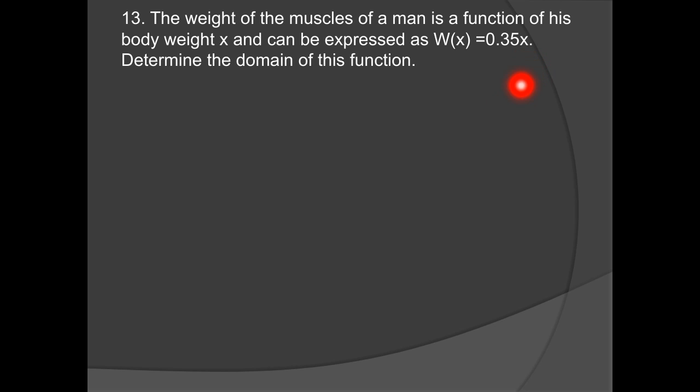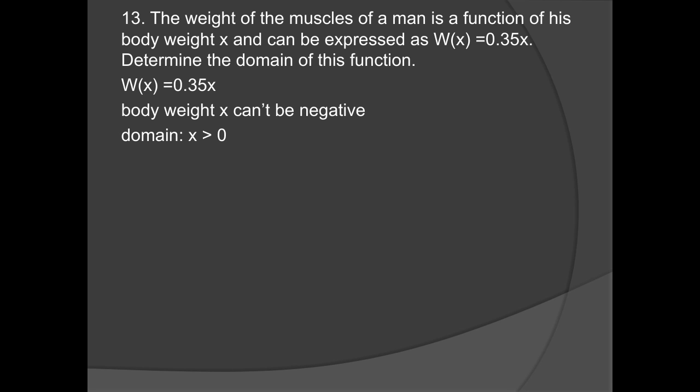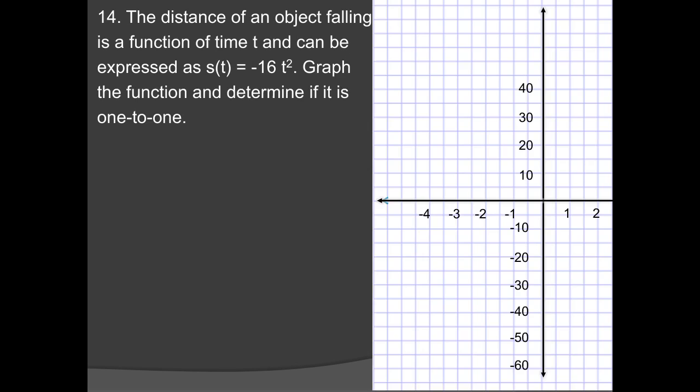Okay, so what x value can be put? We can put any value, but the very important thing is body weight cannot be negative, isn't it? So you cannot substitute any negative value. So all of these values are possible. So the domain is x greater than 0.